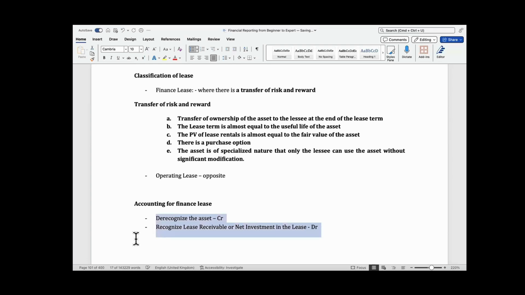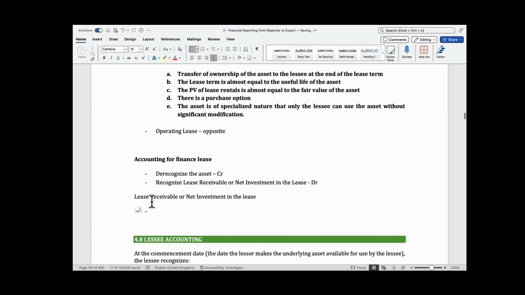But how will he compute this lease receivable, or net investment in the lease? Latif, can you guess? How do you think he will compute this lease receivable? It's actually easy. If you remember how the lessee computed his lease liability, it's the same thing here too. Because to the lessee, he has a liability. To the lessor, he has a receivable. So it's like a mirror image.